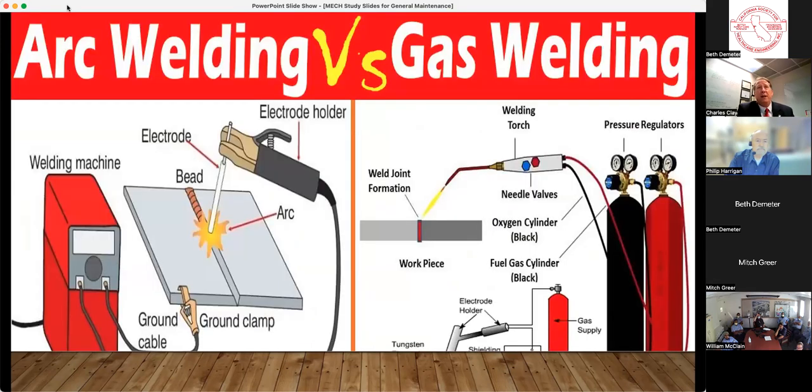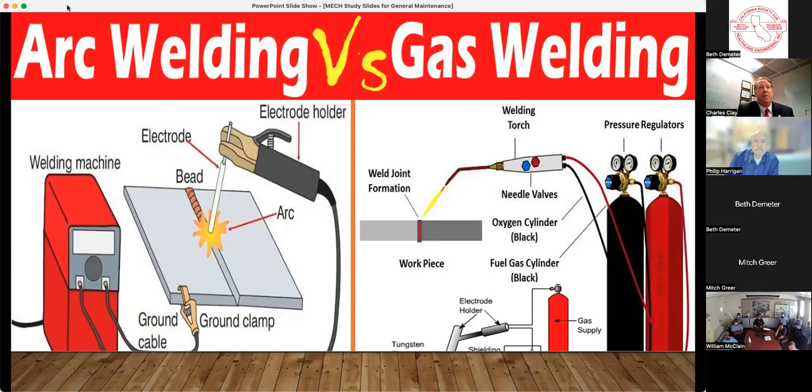So a comparison between arc welding and gas welding. As I mentioned earlier about the gas welding with the torch and the welding of a joint formation, the arc welding, I should say, is one of the earlier forms that we use. A lot of people talk about TIG welding and others, but I wanted to hit arc welding as the basics.